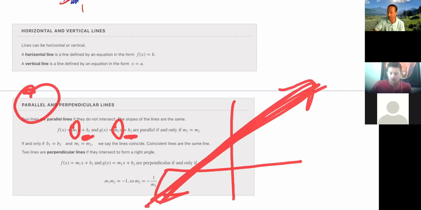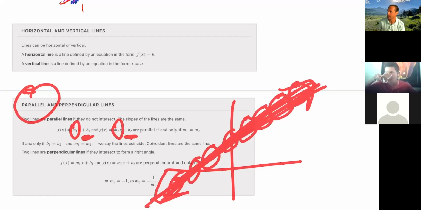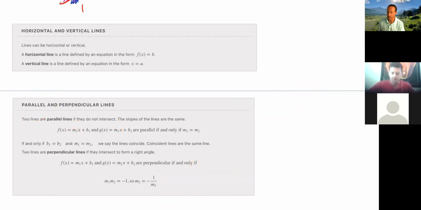Parallel means they never touch. These intersect and touch every single point on them. Okay, so there is one little caveat, one catch, that they are parallel only if their slopes are the same, but the y-intercepts cannot be the same. Otherwise, it's the same line.